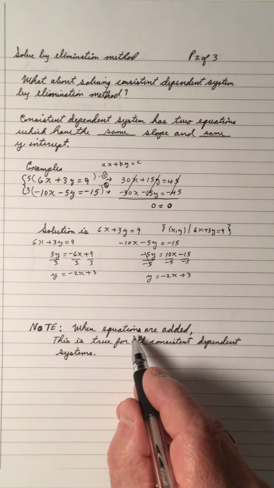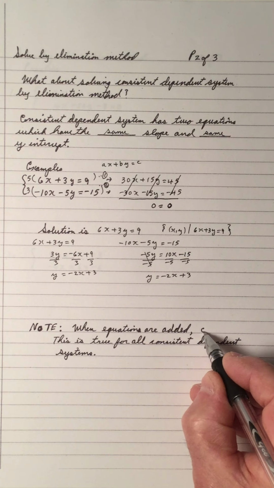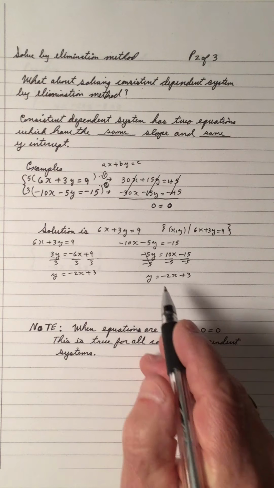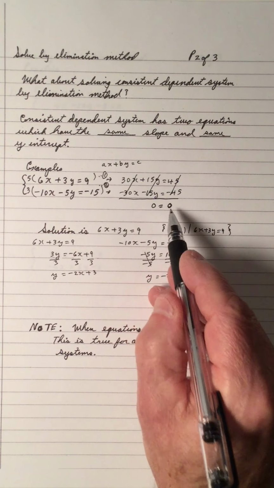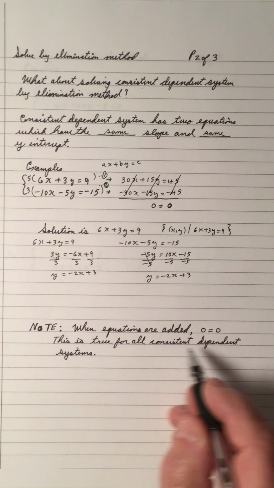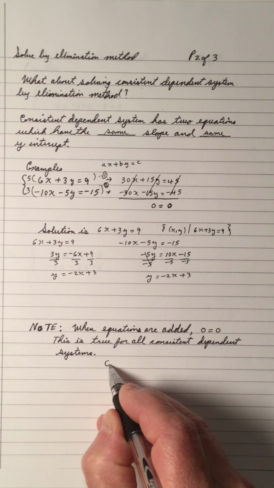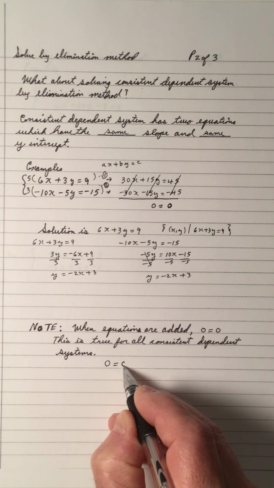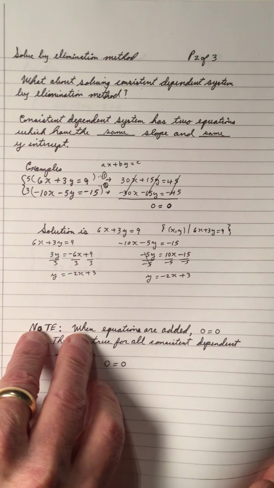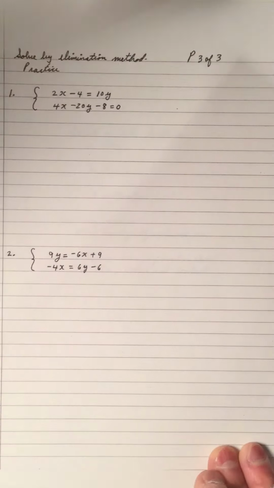Note, when the equations are added, you get 0 equals 0. So when you add these equations, you get 0 equals 0. This is true for all consistent dependent systems: 0 equals 0 when we solve by elimination. And let's continue.